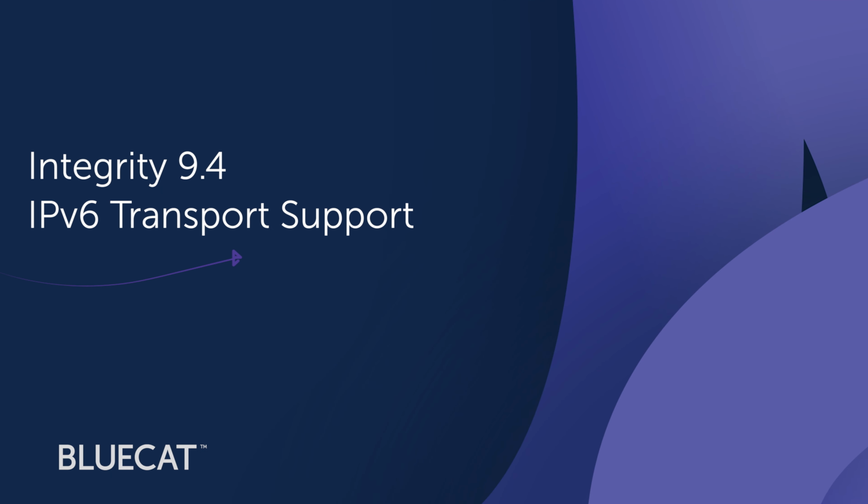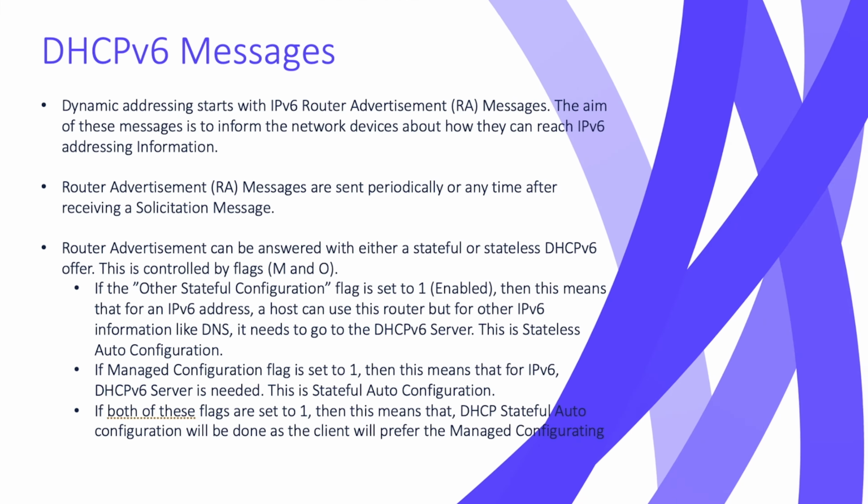We're going to be looking at how we're supporting Integrity to function purely on an IPv6 transport network with no need for IPv4, including broadcast, multicast, and anycast functions. Changes for version 9.4. Remember that most of this was supported in previous versions. However, when in a dual stack mode, we always preferred to use the IPv4 address.